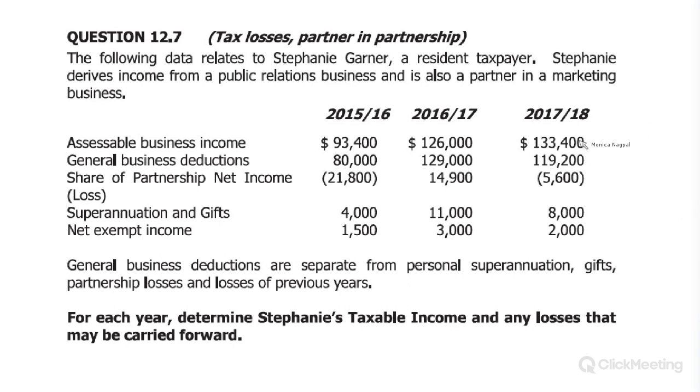So what we require to do for this question is determine Stephanie's taxable income and any losses that may be carried forward. Two things to take into account is that first, she derives income from a business, and second, she derives income from a partnership. So she has two different income streams from two different businesses. We have to apply certain rules from chapter 12 that we learned about tax losses. So make sure you are applying those rules.